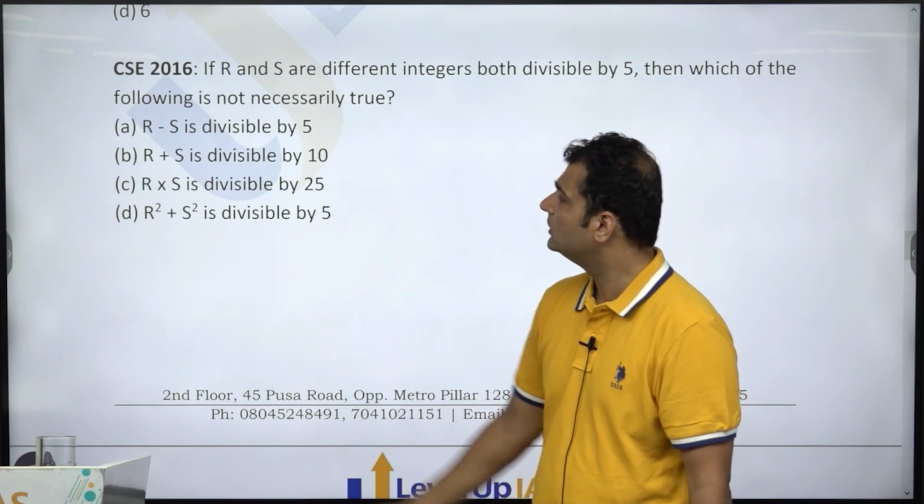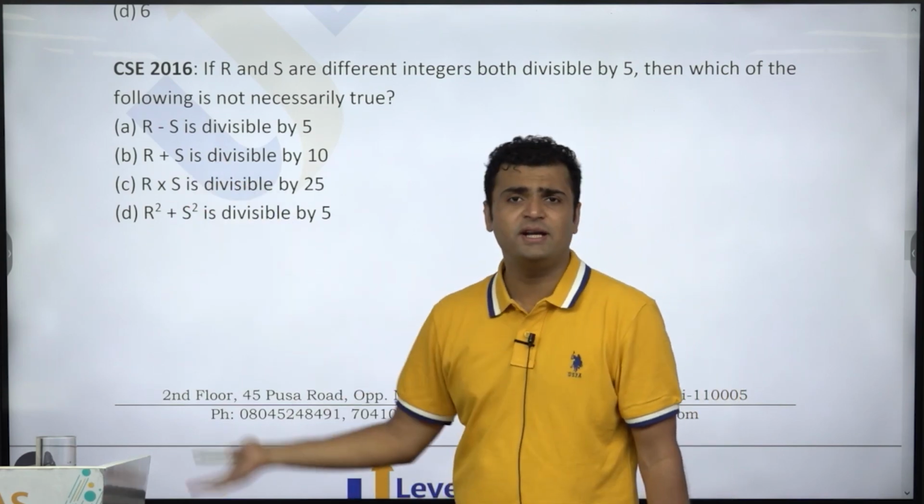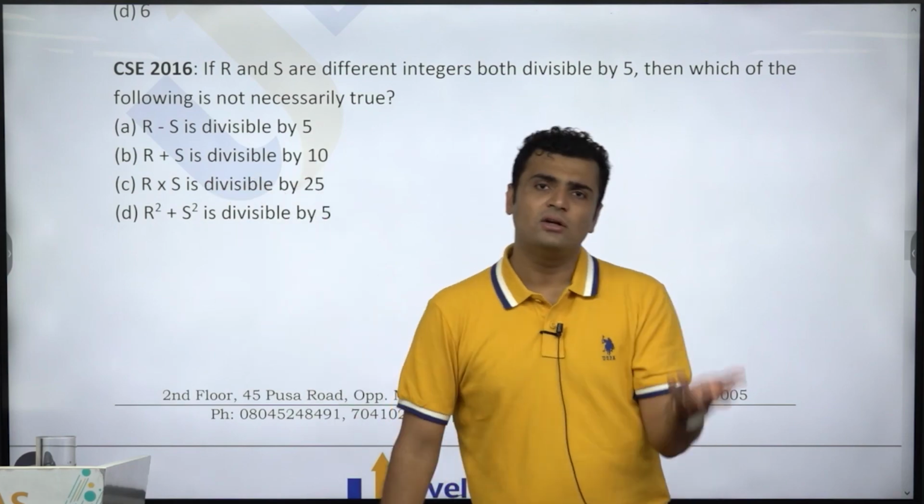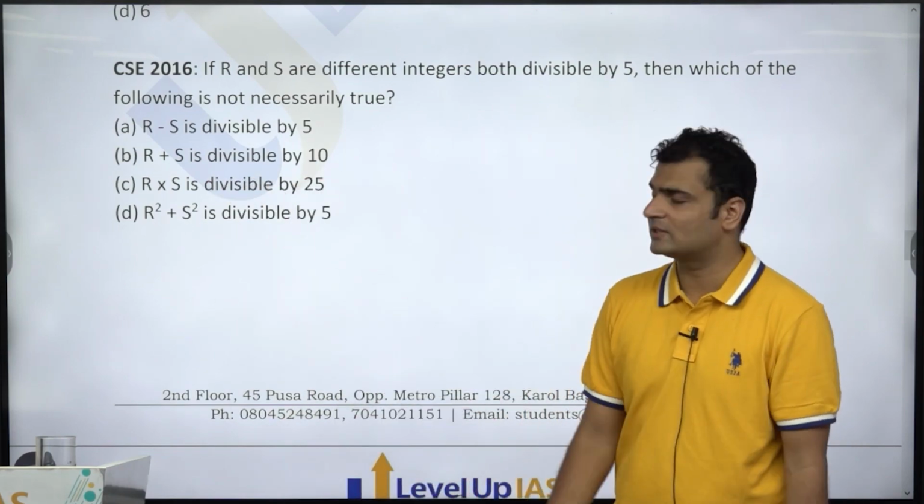But just take example like 5 and 10. So both are divisible by 5. 5 plus 10, 15 is not divisible by 10. So answer is B. B cannot be necessarily true.